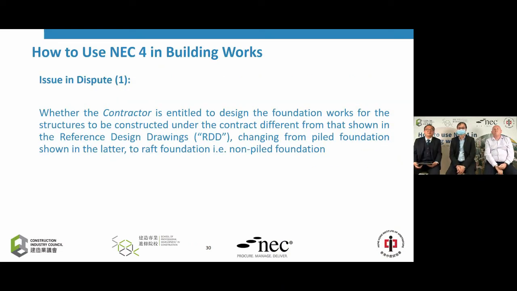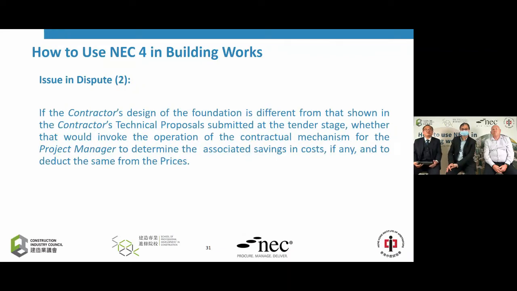The first dispute is whether the contractor is entitled to design the foundation works for the structures to be constructed under the contract differently from that shown in the reference design. Changing the bored pile foundation shown in the reference design to a rock foundation, that means a non-piled foundation. Dispute issue number two. If the contractor's design of the foundation is different from that shown in the contractor's technical proposal submitted at the tender stage, whether that would invoke the operation of the contractual mechanism for the project manager to determine the associated saving in cost, if any, and to deduct the same from the prices.